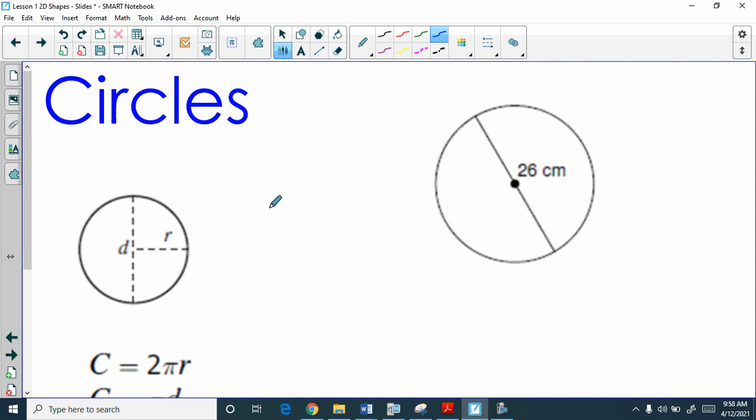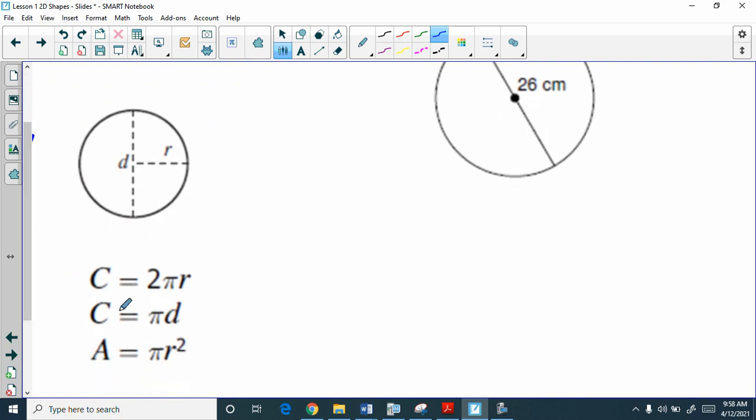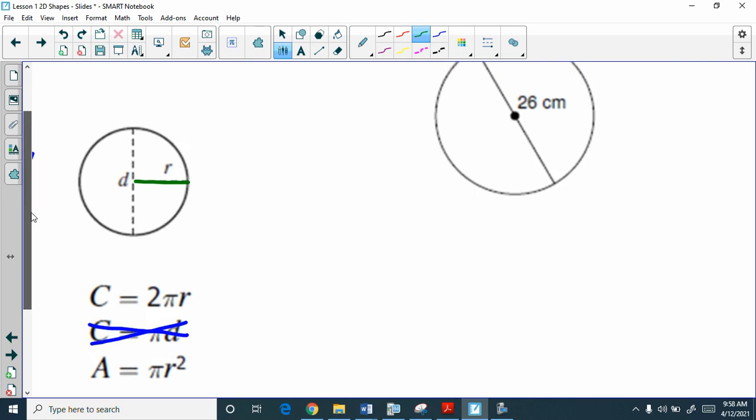Then we've got a circle. The circle is going to be really helpful when we get into 3D shapes. So you're going to want to remember these, okay? The circumference is going to be 2 pi r. I don't ever really use pi diameter. I use 2 pi r. And then our area will be pi r squared. Remember, the radius is going to be from the center point out to the edge.